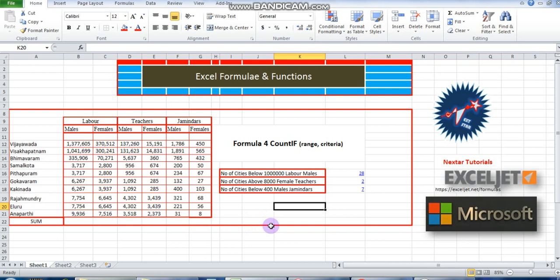7 such cities. So now you have already got the formula for COUNTIF.